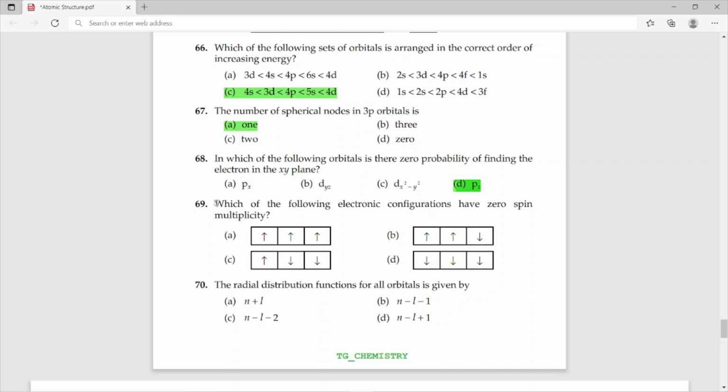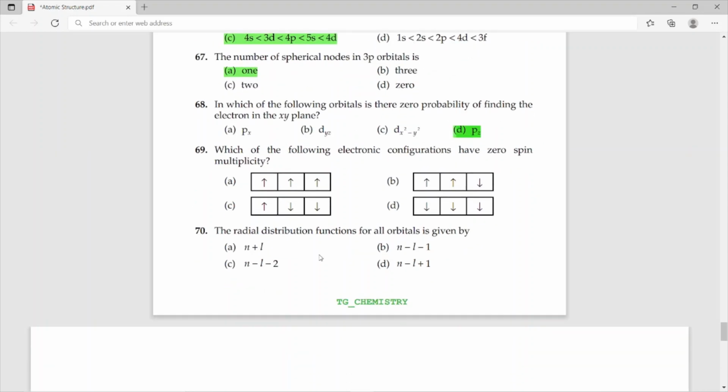Next is, which of the following electronic configurations has zero spin multiplicity? The right answer for this one is option C. The last question is the 70th one. The radial distribution function for all orbitals is given by the expression n minus L minus 1. So this is the last question.